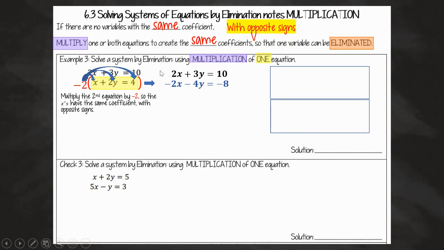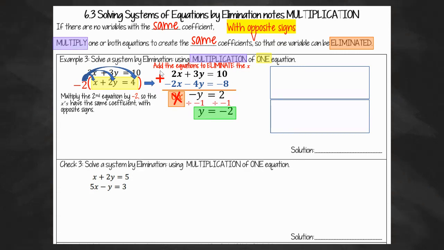So that's just 2x plus 3y equals 10. Now we can add the equations to eliminate the x. So once I add 2x plus a negative 2x, I'm going to get 0x. A positive 3y minus 4y is negative y. And 10 minus 8 is 2. So I don't want to know what negative y is. I want to know what y is. So I'm going to divide both sides by negative 1. And now I have y is equal to negative 2.